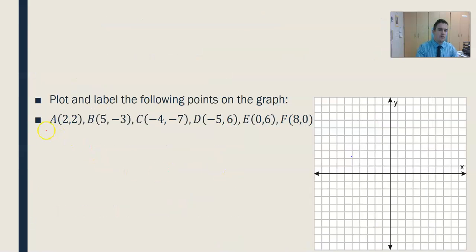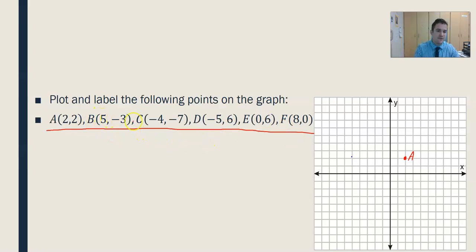Okay, if you were to label these points on this graph, this is how it would go. Say point A is (2, 2), so I go 2 in the X direction and 2 in the Y direction. This would be point A. If you want to pause the video right now and plot the rest of these points to make sure we're on the right track, you can do that.